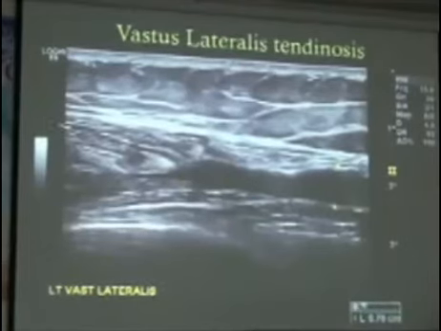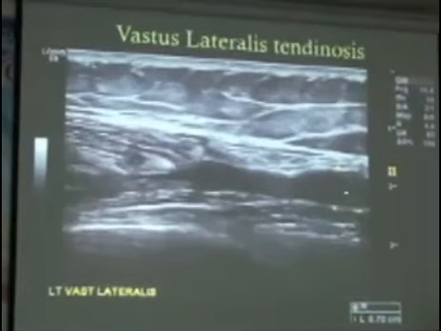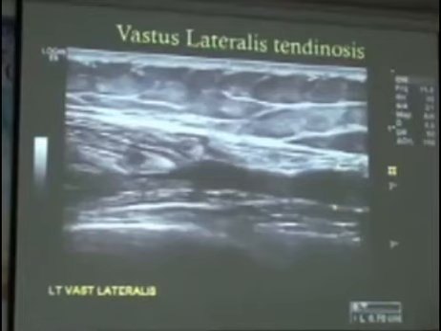So this is the vastus lateralis muscle, and then coming down into the tendon here. And you can appreciate that there's no real normal-looking tendon fibers there. So this is marked tendinosis of the vastus lateralis.